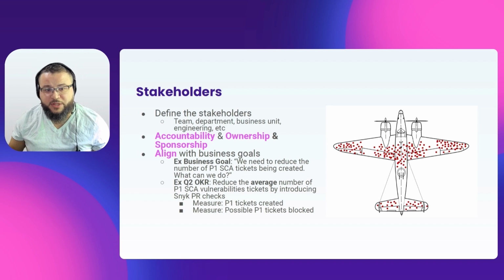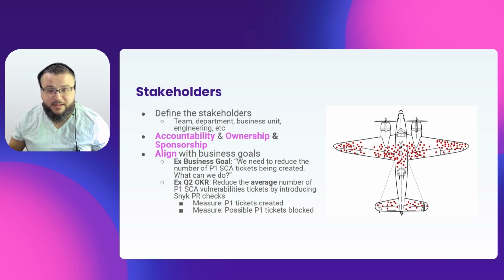First, we need to understand who the stakeholders are. Are they your team? Are they your department, business unit, engineering? Most likely, multiple stakeholders will require different things from you. Make sure to define it and write it down. Stakeholders can help you determine who ultimately is going to be accountable for quality security metrics. They will also help you find who will be owning the outcomes of these metrics themselves, such as specific vulnerabilities. And most importantly, stakeholders are your sponsors.